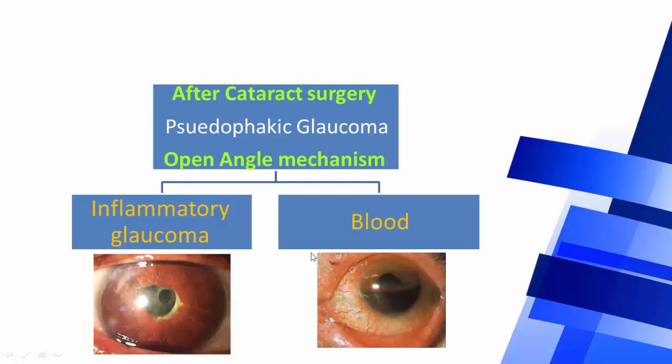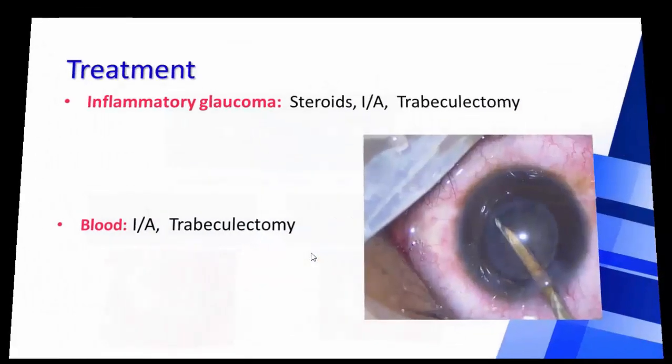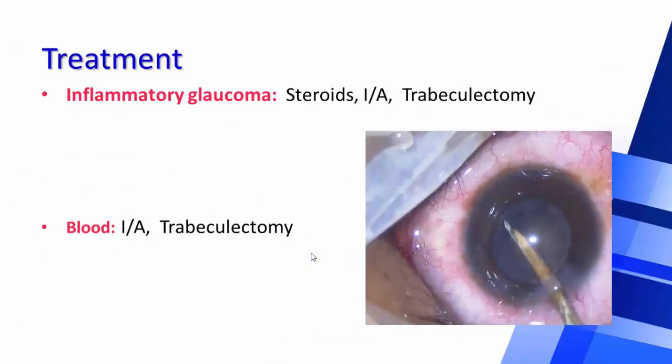The second cause is the presence of blood in the anterior chamber, especially hyphema during cataract surgery, especially if there is injury to the iris. These blood cells will block the trabecular meshwork pores and cause a rise of the intraocular pressure. Treatment here: inflammatory glaucoma can be treated by topical and systemic steroids first.